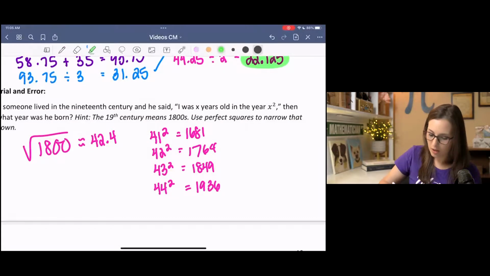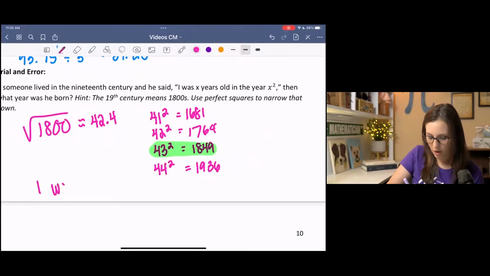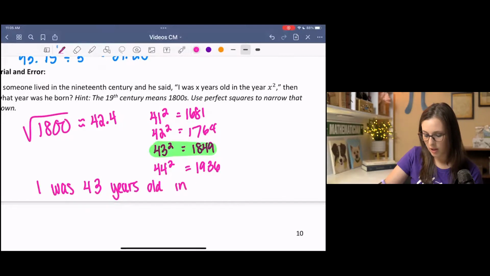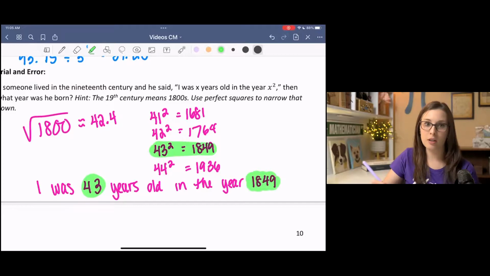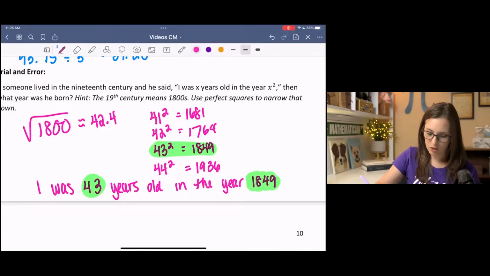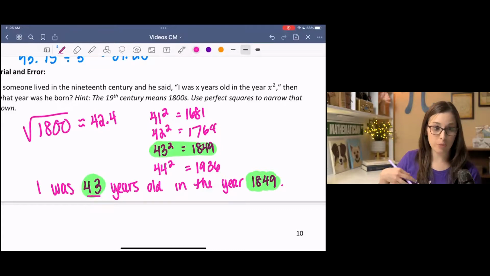So I can confidently say that the only age that when you square it is in the 1800s is 43. So when this person said, I was 43 years old in the year 1849. So 43 is the original number, and then 43 squared is 1849. So we are actually looking for, if they said, how old was this person? This person was 43.